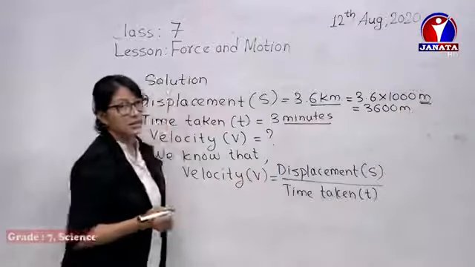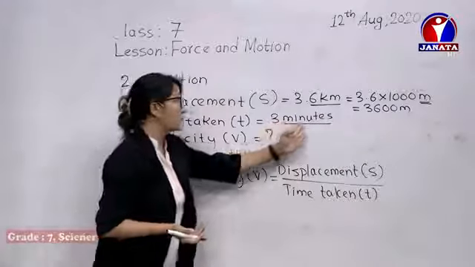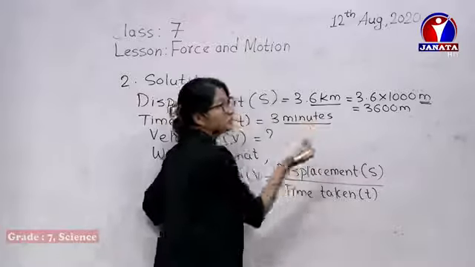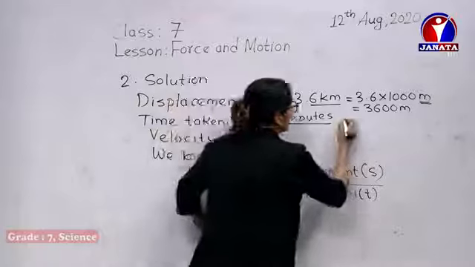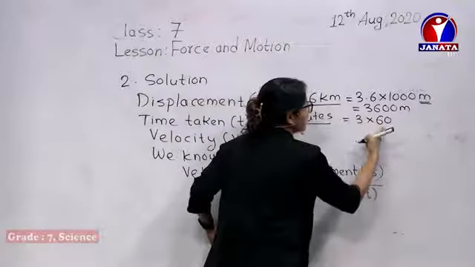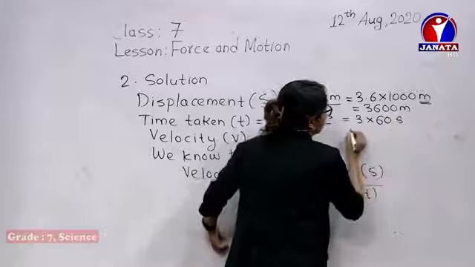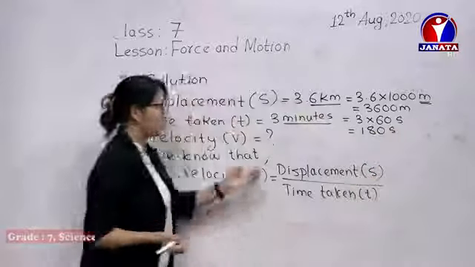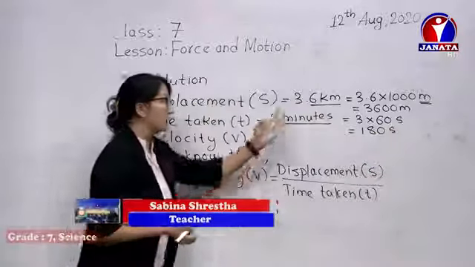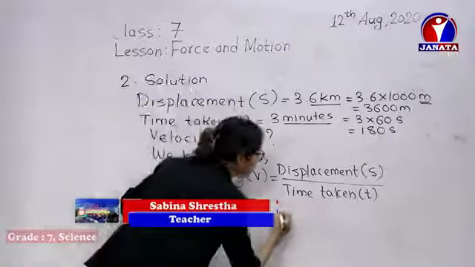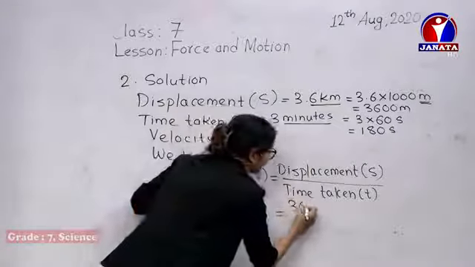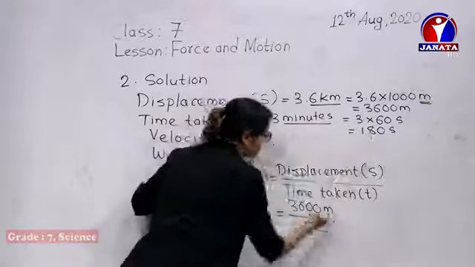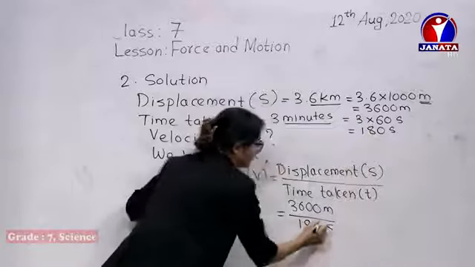Now check the time. It's 3 minutes, so we have to change it into seconds. To change minutes into seconds we simply multiply by 60. So it is 3 times 60, which is 180 seconds. So it's converted into the SI system. Now we substitute the values here. Displacement is equal to 3600 meter, and time taken is equal to 180 seconds. So let's do the calculation.